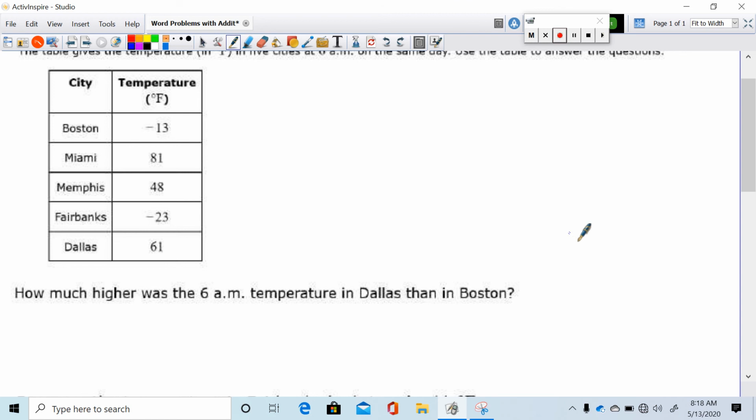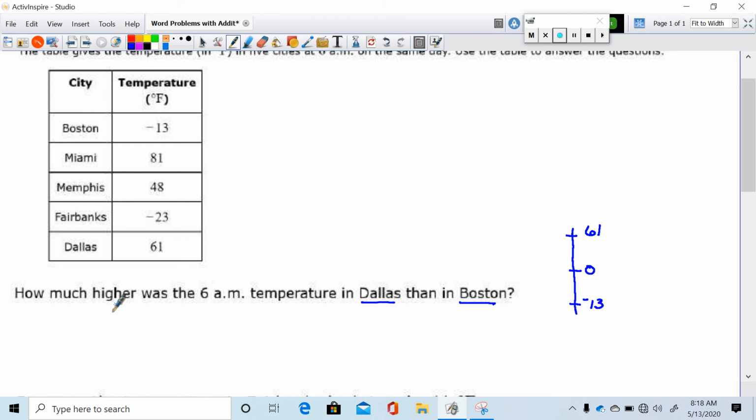But to do these, I always make a vertical line, like a thermometer that you would read outside, with 0 in the middle. And I go ahead and put in the numbers that they're talking about. So Dallas is 61 degrees, so that's going to be somewhere up here in the positive. It's above 0. And Boston is below 0, negative 13. Negative numbers are below 0.